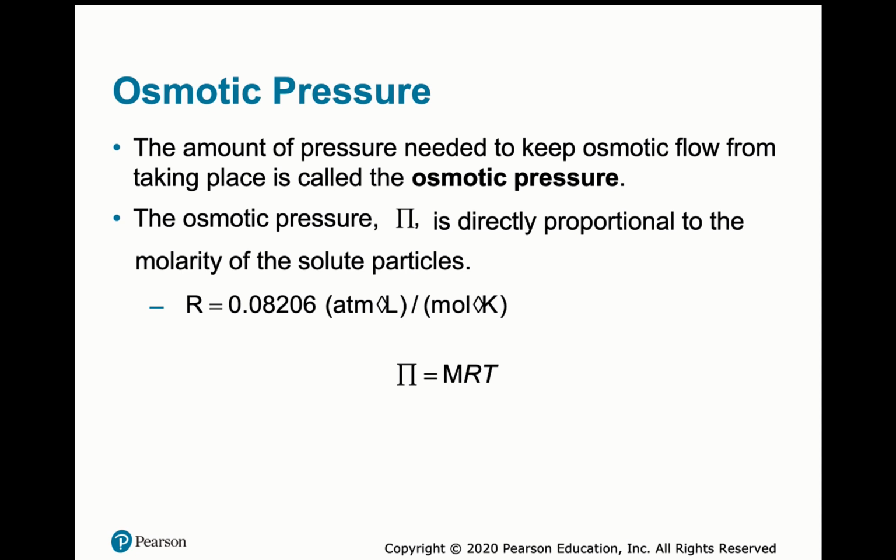In the osmotic pressure, we use the capital Greek letter pi. And it's the same thing as the ideal gas law, PV equals nRT. But instead of pressure, we have pi, and then we take the volume and we have n over V, moles per liter. So it's really just the ideal gas law, but rearranged. Instead of pressure, we have pi, and instead of n over V, we have M for molarity.